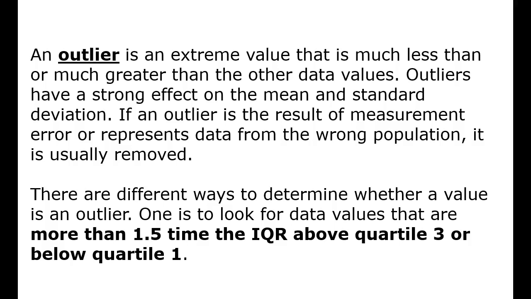There are different ways to determine whether a value is an outlier. The most popular one in the statistics world, at least at an intro level, is to look for data values that are more than 1.5 times the interquartile range above the third quartile or below the first quartile. The guy who came up with this formula was asked, what's so magic about 1.5? And he said, well, I tried 1 and it wasn't enough, and I tried 2 and it was too much, so I settled on 1.5. And it's what we use to this day, that magic number of 1.5 times the interquartile range is how far we need to go above Q3 or below Q1 before we start to find outliers.